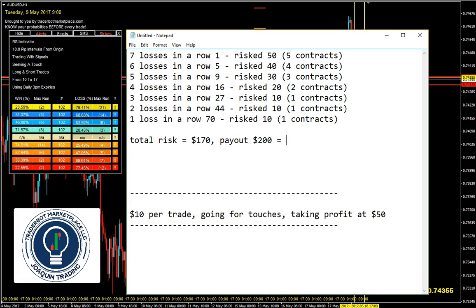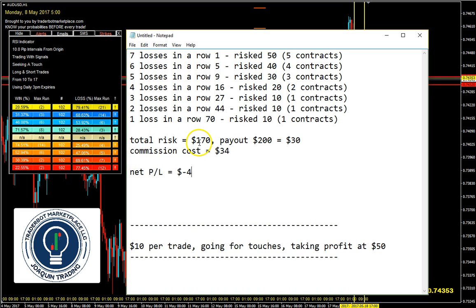And your profit is only $30. Now, take into account your commissions. Your total risk is 170, payout is 200, even after if you win here. That's $30 profit. Commission cost is $34 between all of these trades, roughly. So your net P&L could be -$4. However, even that's all good and dandy.